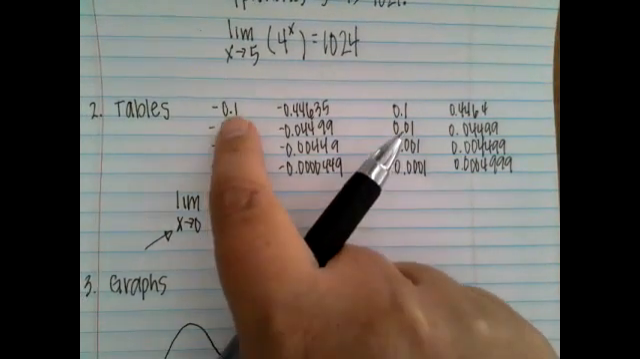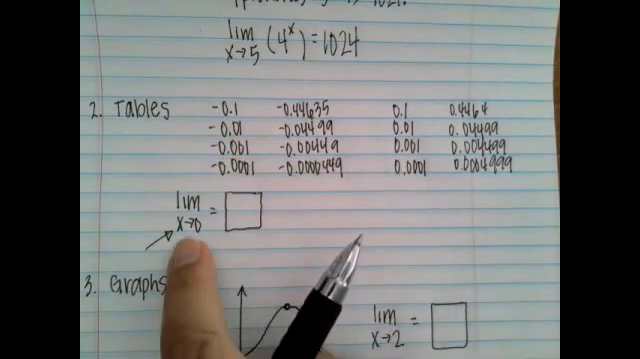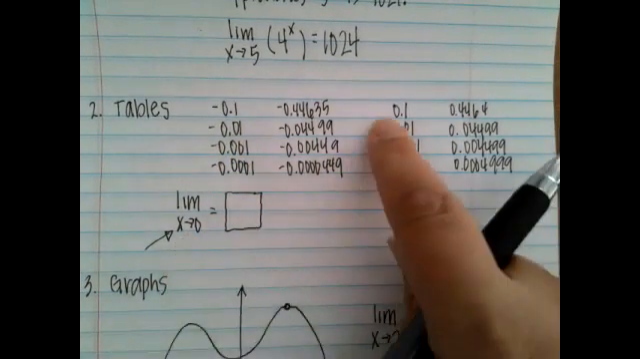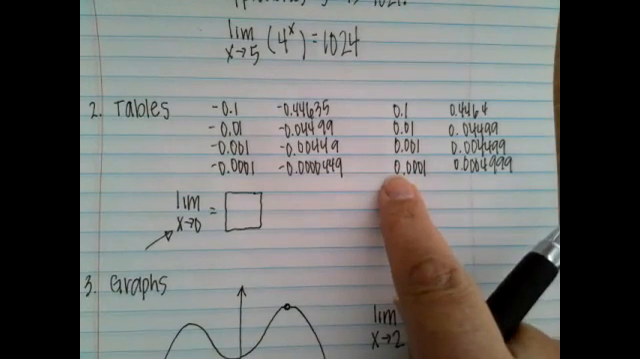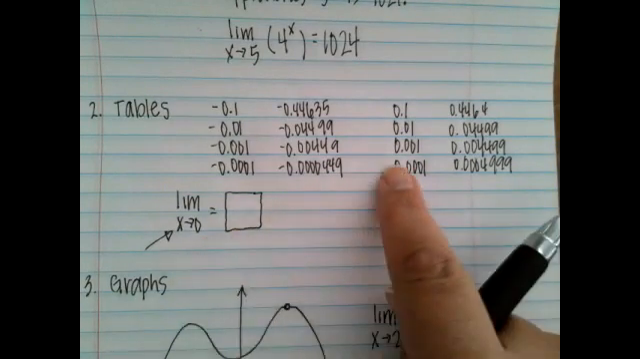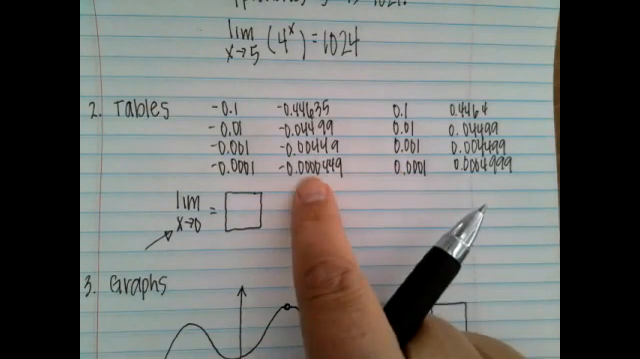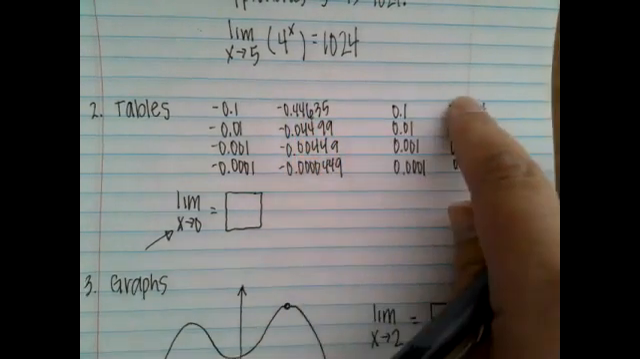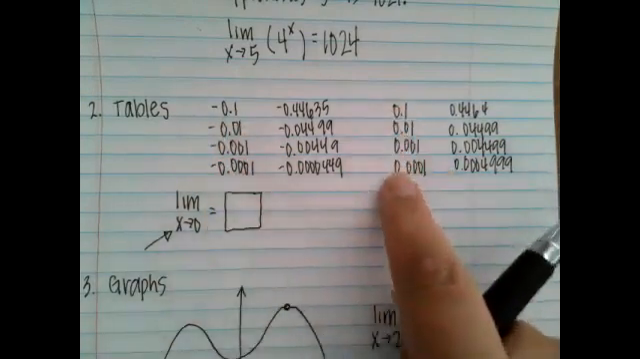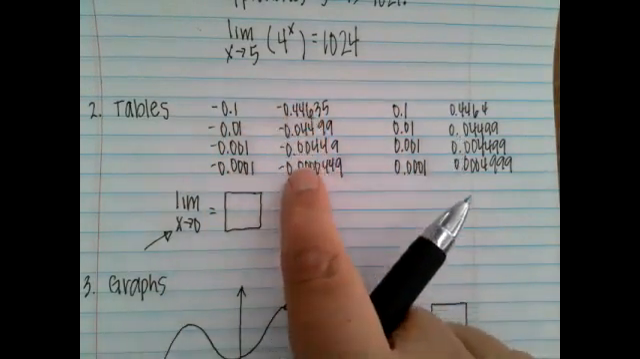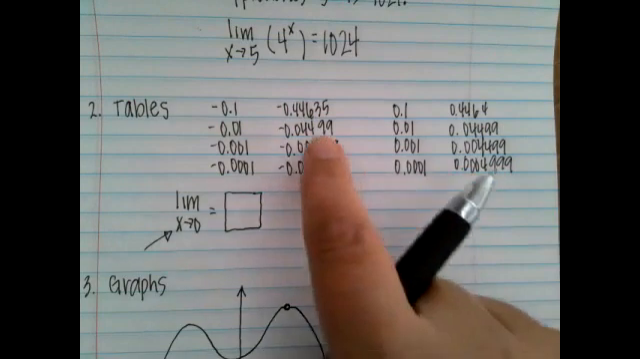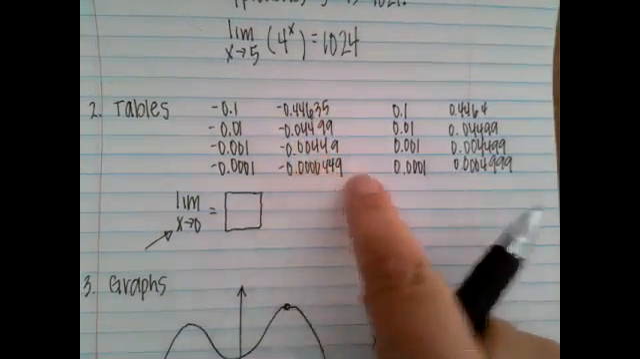So it should be that this is getting closer and closer and closer to 0 coming from the negative side. And then it should be that this is getting closer and closer and closer to 0 coming from the positive side. And so you'll see that that's true. And so what you need to look at is these numbers and see what these are getting closer to. As these are getting closer to 0, what's happening over here with the y value? What's this getting closer to here?